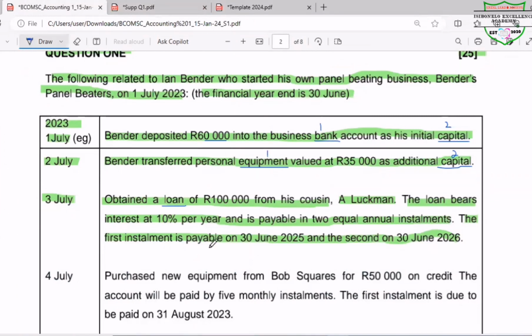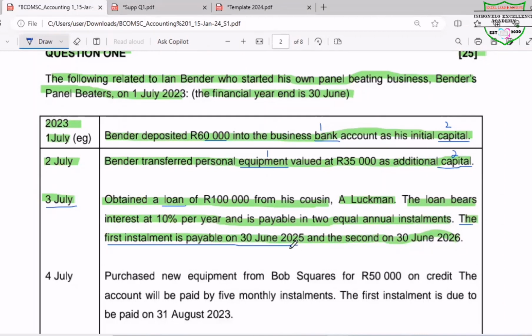So we are told here the loan was taken on the 3rd of July 2023. And the first installment, the first repayment of the loan, will be made on the 30th of June 2025. So this is long term. The loan is payable after 12 months, so it's a long-term liability. In 2024, no repayment will be made. We will only start the repayment in 2025. That is after 12 months, guys.